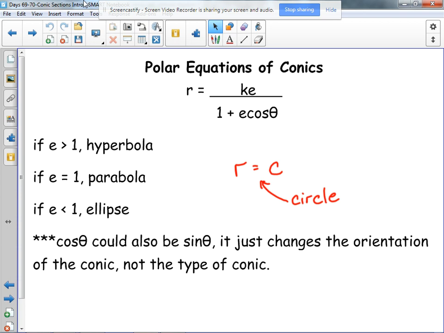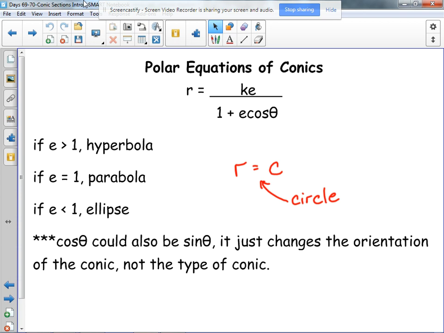So if E is greater than 1, it's a hyperbola. That's kind of the way that I remember that. A hyperbola, think about it in an English context. Y'all know what it is in English? A hyperbola is extreme exaggeration. So if E is bigger than 1, it's extreme, it's a hyperbola. If E is equal to 1, it's a parabola. And if E is less than 1, it's an ellipse.